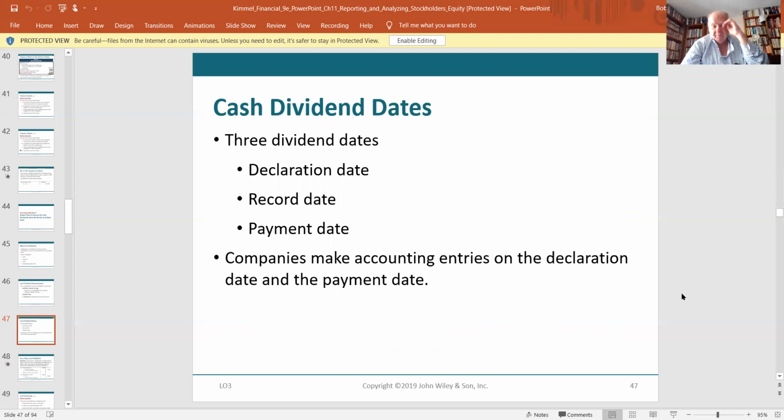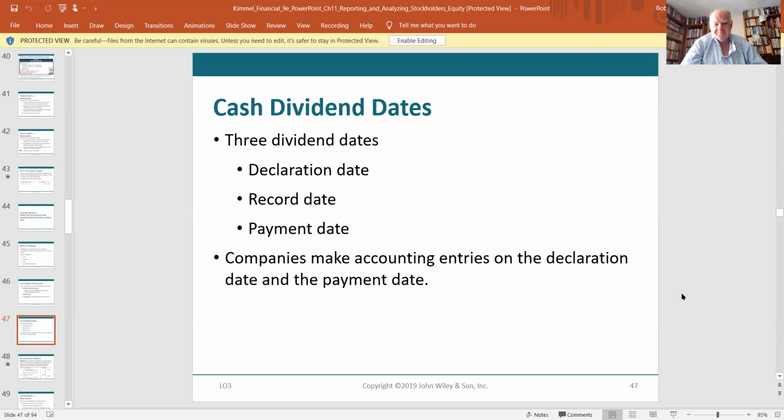But if a company decides to give out a dividend and they make a declaration of that, that creates the liability. So let's say on August 1st, they announced we're going to give out $1 million worth of dividends. That becomes a liability. You would debit retained earnings and credit dividends payable.